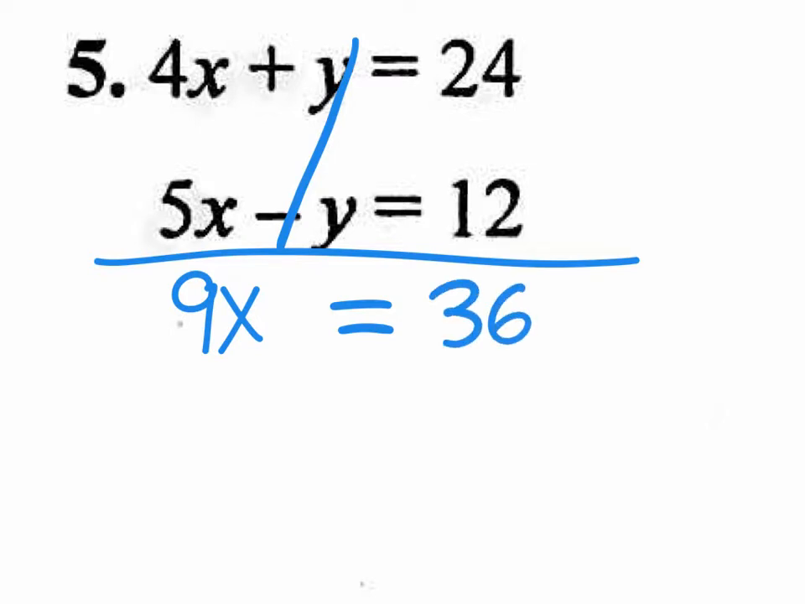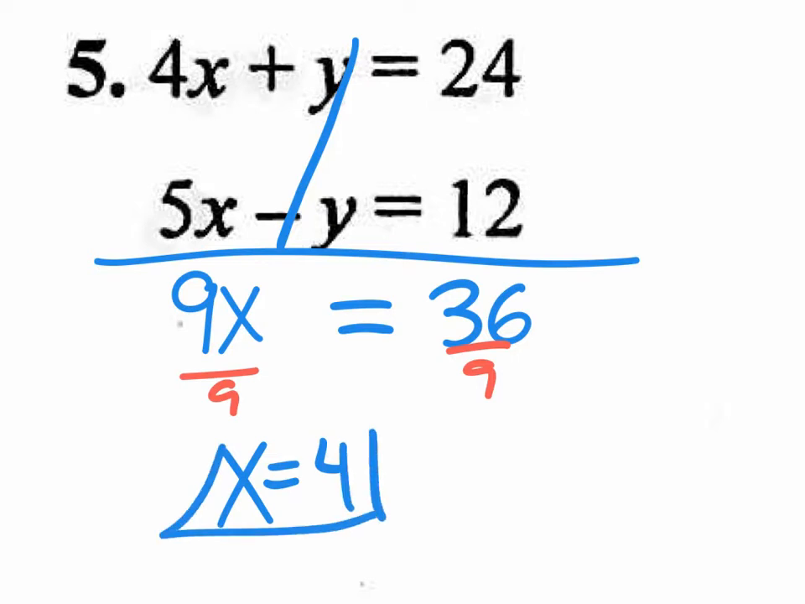Ladies and gentlemen, we have a simple one-step equation right there. So what do I do from there? Divide, that's right. Divide by 9. My answer is x equals 4. Easy peasy. Now we have the x, all we need is the y. What do I do?